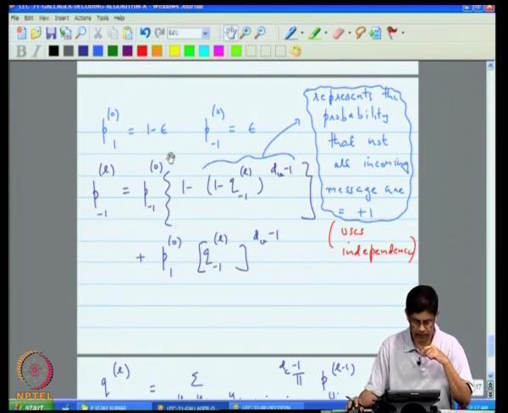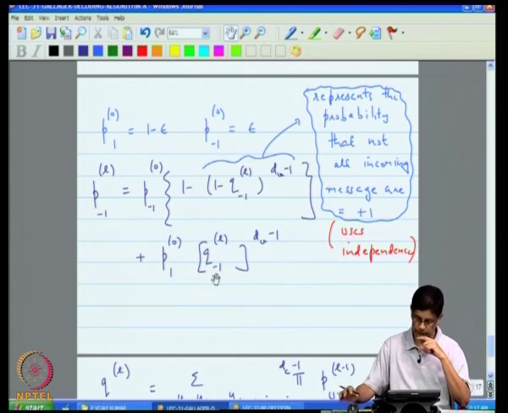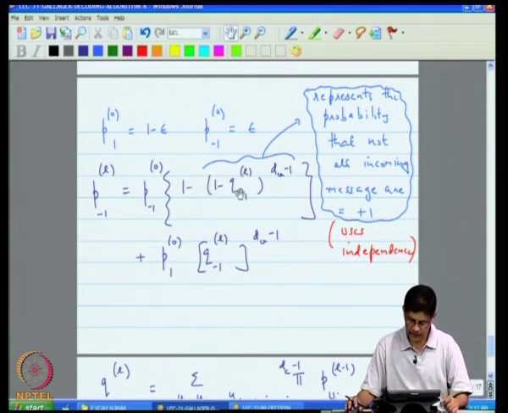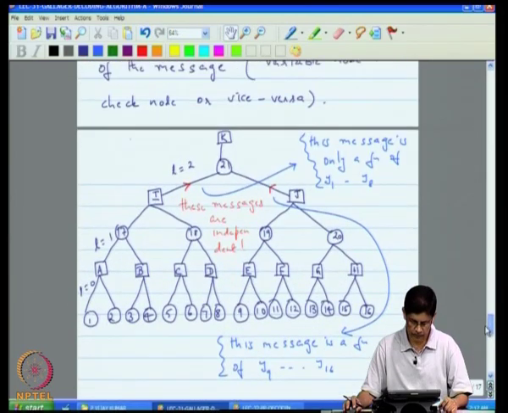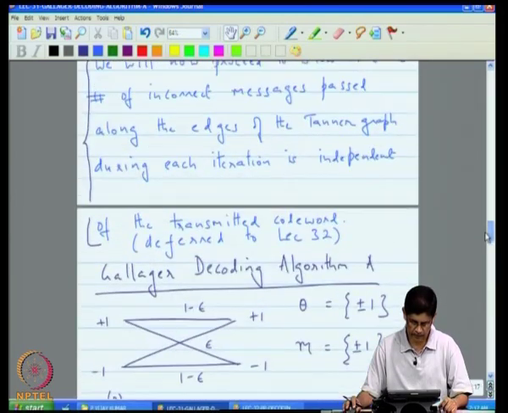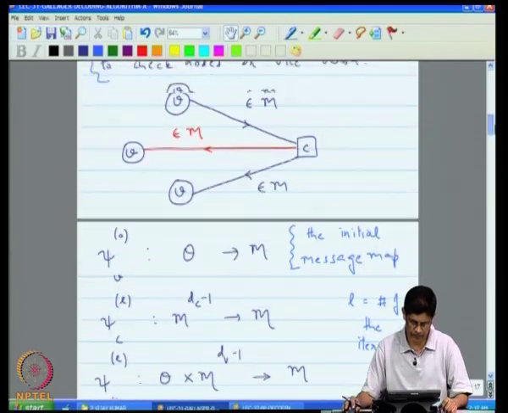Now, it is a minus 1 if and only if either the output from the channel is minus 1 and all the others are not unanimous in declaring it a 1, which is represented by this term, or it is a 1 and the others are unanimous in declaring it a minus 1. Now, when I raise this to the power here, I am actually using independence. So let us take a look at the Tanner graph here, or a segment of it.